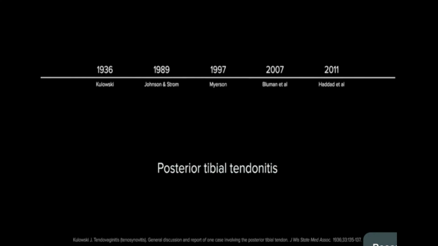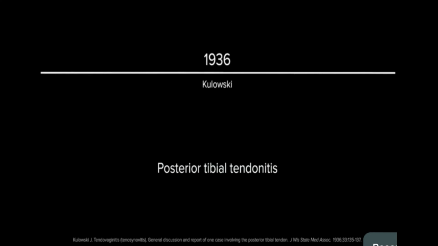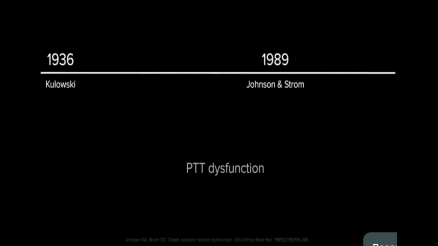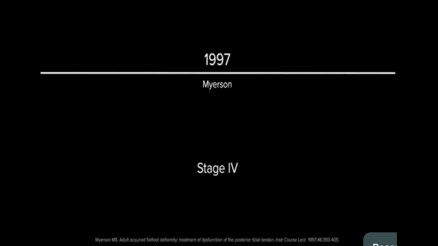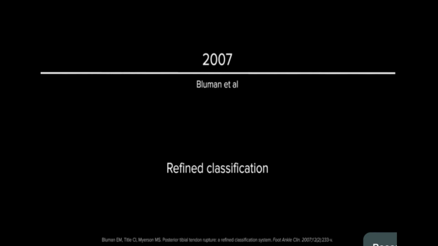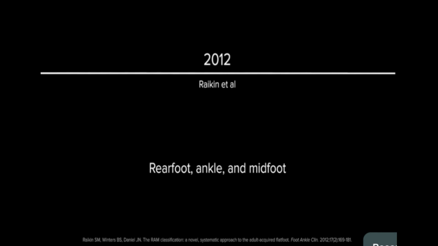Posterior tibial tendinitis was initially described in 1936 by Kolowski, and Johnson and Strom devised the classification system associated with dysfunction of the posterior tibial tendon in 1989. Meyerson modified the classification system with the addition of a 4th stage in 1997. Blumen and colleagues in 2007 refined the classification, which is widely accepted today. More recently, Rakin and colleagues classified the deformity based on the rear foot, ankle, and midfoot.